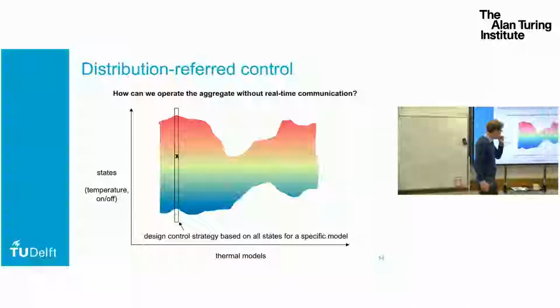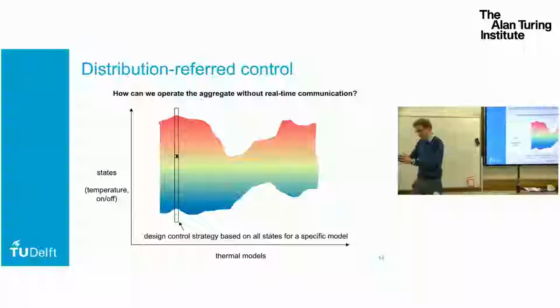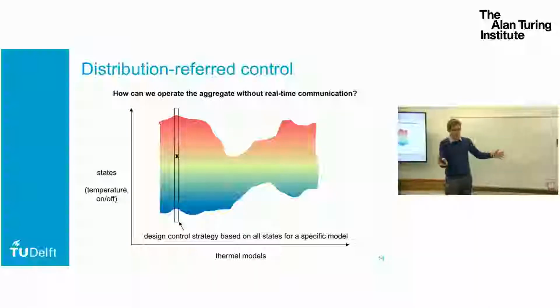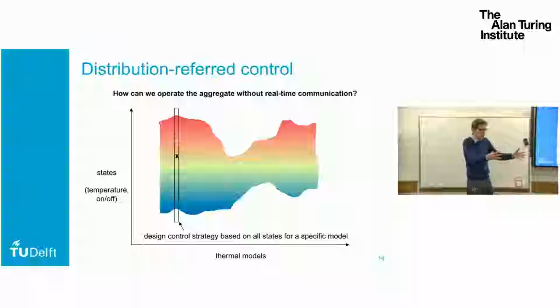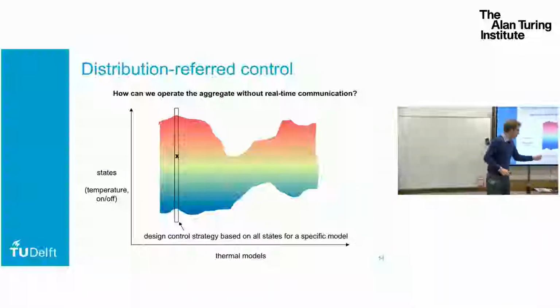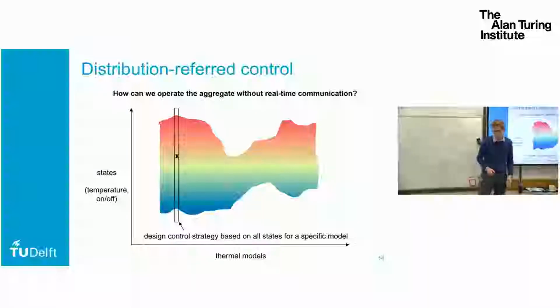So what we do is design this control strategy based on all states for a specific model. We say, okay, you're a fridge. Let's assume you can't talk to anyone else. You don't even know which fridges are out there. But we assume that as a fridge, you can know your own model. There are issues with this too in practice, but let's assume this for now. So the fridge knows its own model, and then we say, design your control strategy based on all the states permitted by your own model.